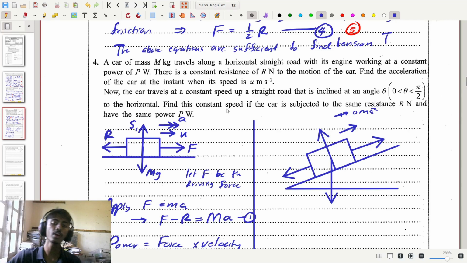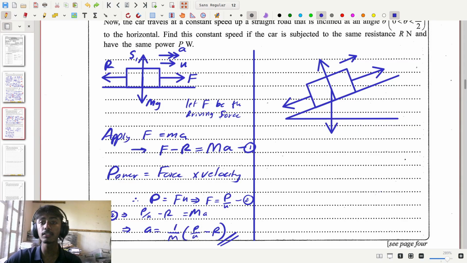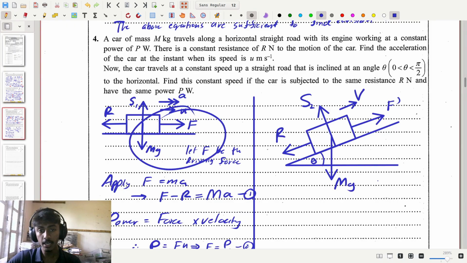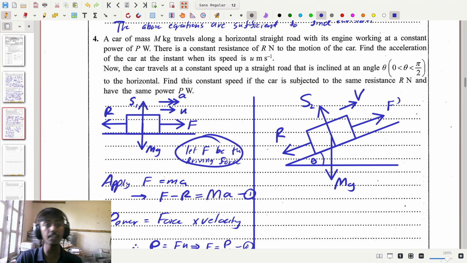So due to this, we can just not mark the acceleration and just mark the velocity. I'm going to mark the velocity as v, and I'm also going to mark everything else that I know. The angle to the horizontal is theta, the resistance force is r, and the downward force is mg. In addition, I'm going to mark this force as S2 and the force due to the engine, similar to what I did over here, as F dash. And similar to before, I'm also going to write that F dash is the driving force.